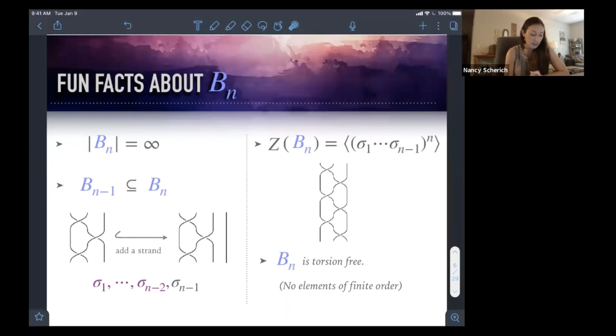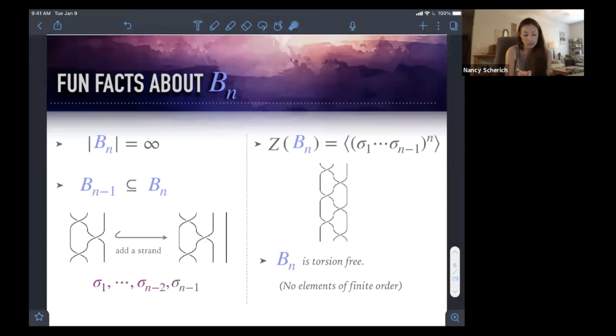And another fun fact is that each braid group contains all of the smaller braid groups. So in particular, if you have a braid on n-1 strands, you can think of it as a subgroup of the braid group with n strands by just adding a strand to the end that doesn't interact with any of the crossings. So if you have 5 strands and you just think about the braids that only use the first 4 strands, if you collect up all of those braids, that's going to be the braid group on 4 strands, and it sits inside the braid group on 5 strands.